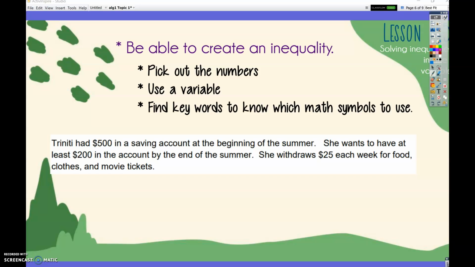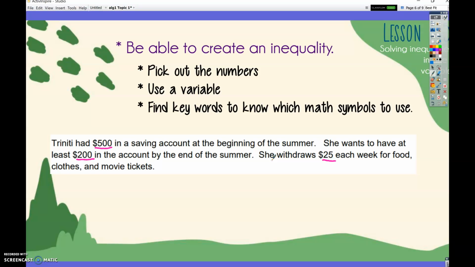You're also asked to create an inequality in our Lesson 1-5. This is very similar to creating an equation like you were asked in 1-2. Pick out the numbers that you see in the story problem. Also, define a variable. Generally, it's what they're asking about. And finally, look at keywords to know which math symbols you might use.